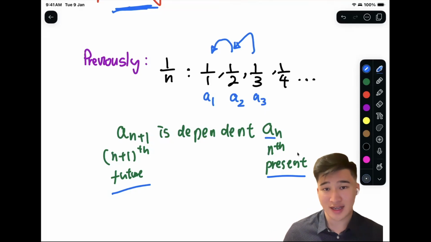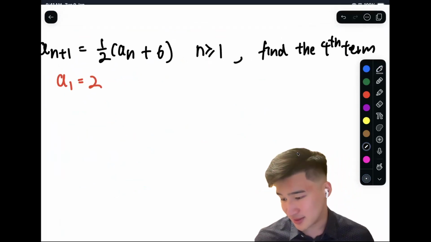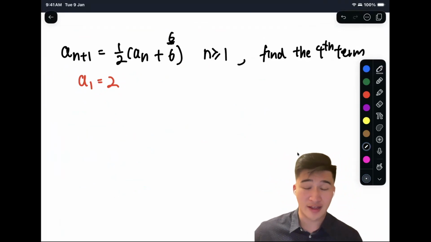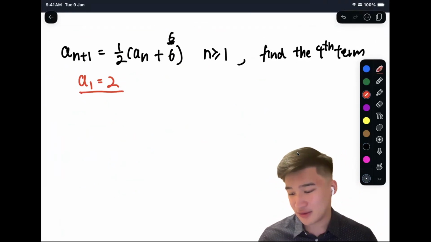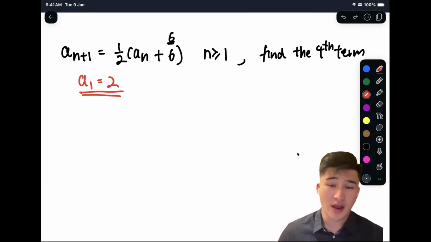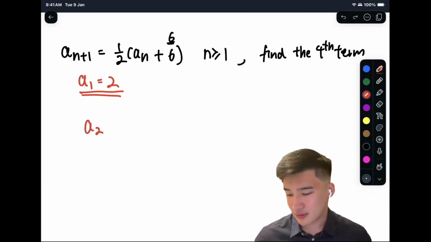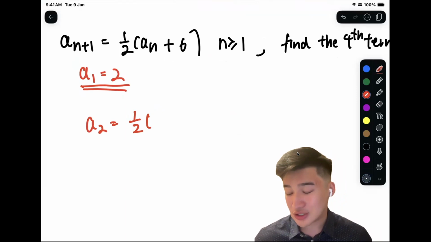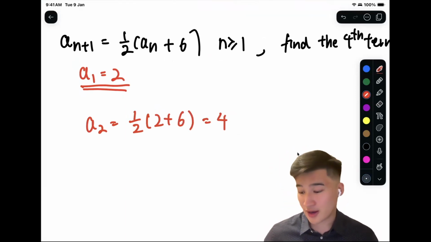Let's go ahead and see one example that shows that. So here we have an amazing example. From here we see that a(n+1) equals 1 over 2 times (a(n) plus 6), making sure this is a 6, with n greater than or equal to 1, and find the nth term. Basically, the first term is given. So a(n+1), what does that mean? It means the next term, the future term. So the future term of a1 would be a2. Our next term is going to be 1 over 2 times (2 plus 6), which is 4.